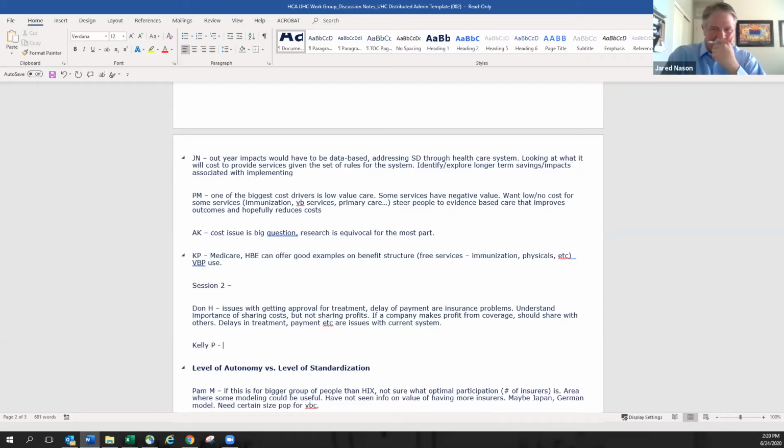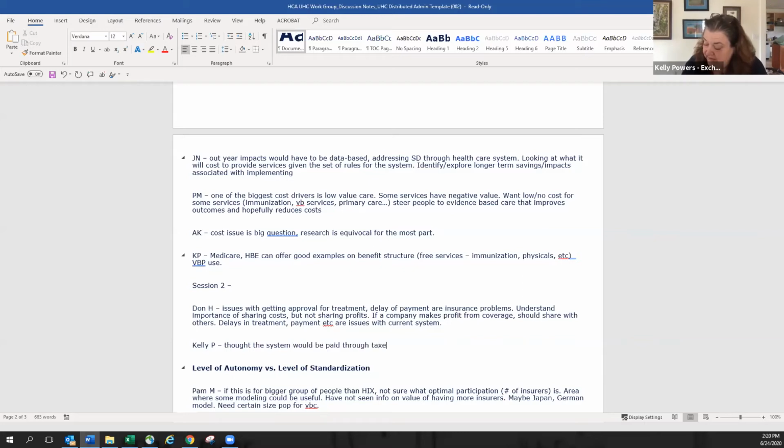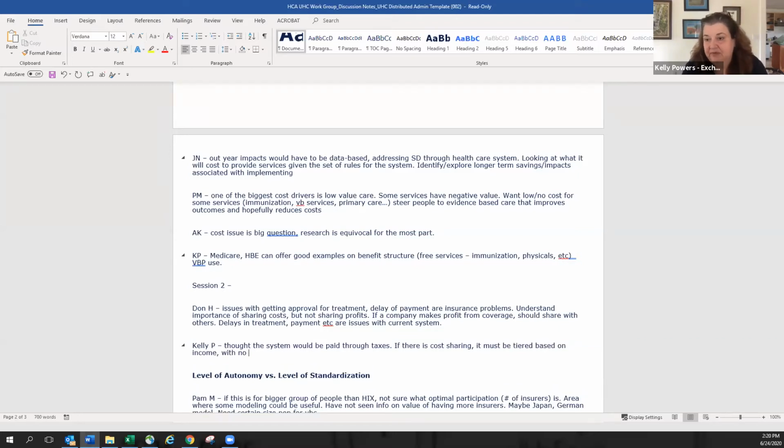I guess I'm still a little unclear because I thought that these systems were paid through taxes, so I'm confused about that. But if we are for some reason having cost sharing, I think it just must be based on income level. There must be tiered participation, including no cost sharing for some people who are at certain federal poverty levels.